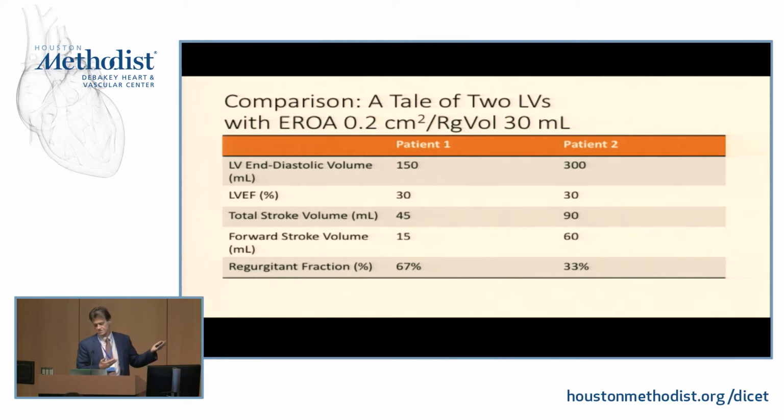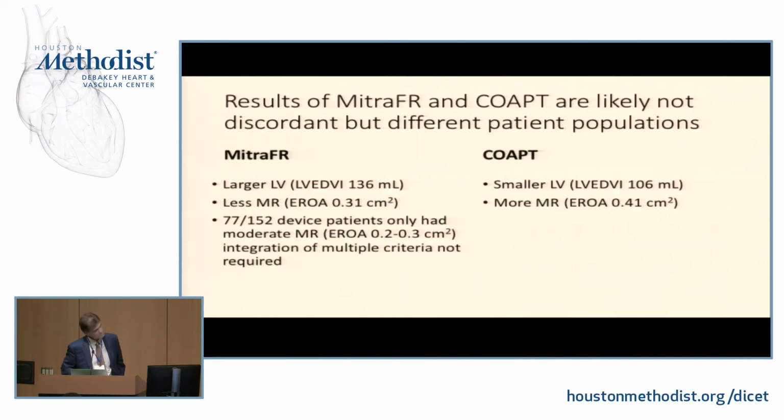You know, we take some of these people to the cath lab and their LA pressure's 10 without a V wave. You're going to really help that patient fixing their MR? Or is that just a color Doppler problem? You have to think, okay? So basically, that partly explains why Mitra FR and COAPT had different results.